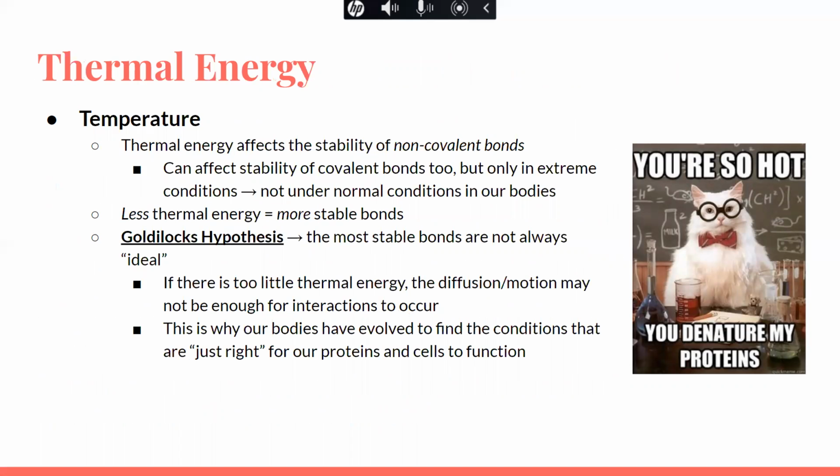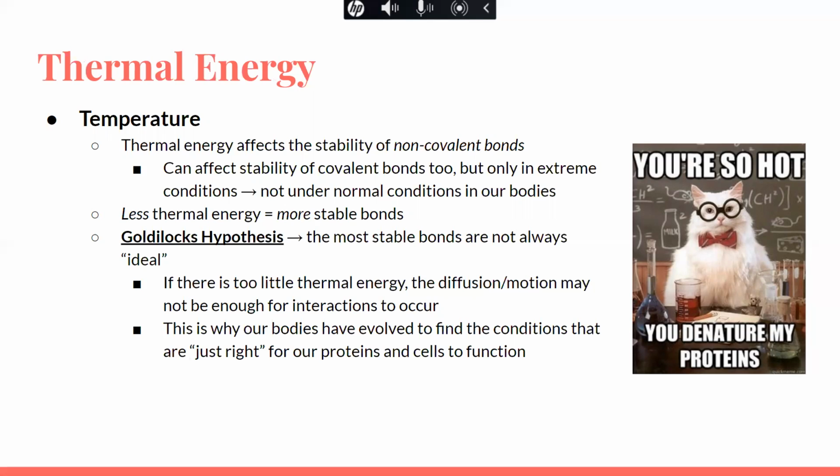One thing in the environment that affects protein folding is temperature, or thermal energy. Thermal energy affects the stability of non-covalent bonds. It can affect the stability of covalent bonds too, but only in very, very extreme conditions that you probably won't find within the body. Even boiling point won't really affect covalent bonds. So anytime you hear pH, salt concentration, or temperature, just think that covalent bonds are too strong to be altered by any of these environmental factors. You probably won't see any questions like, what does temperature do to covalent bonds? It doesn't really affect them in our bodies.